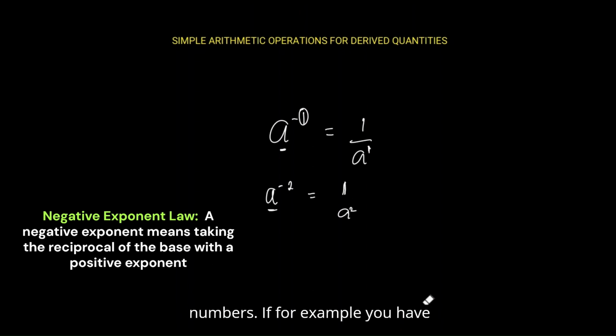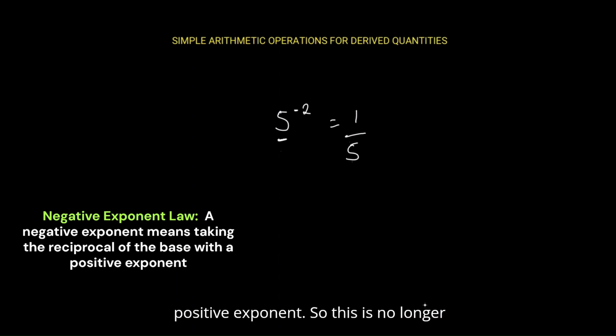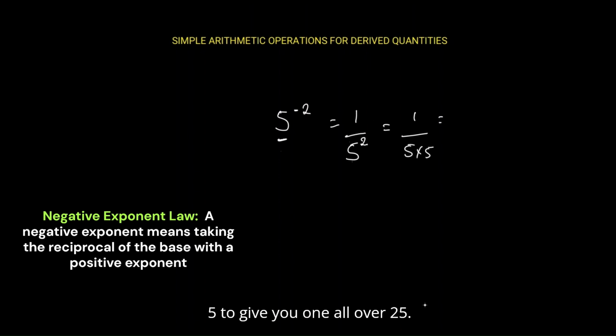Let's take numbers. If, for example, you have 5 to the power of minus 2, take the reciprocal of the base. The base is 5, so you take the reciprocal of 5. You have 1 over 5 with a positive exponent. So this is no longer negative. It will now be positive. Then we have 1 all over 5 times 5 to give you 1 all over 25. This is very simple.